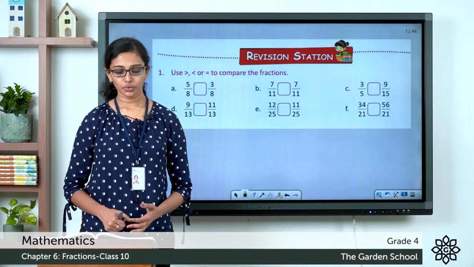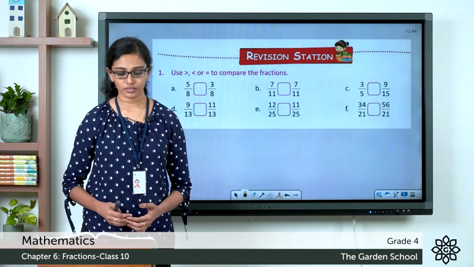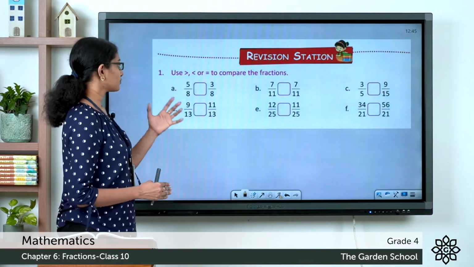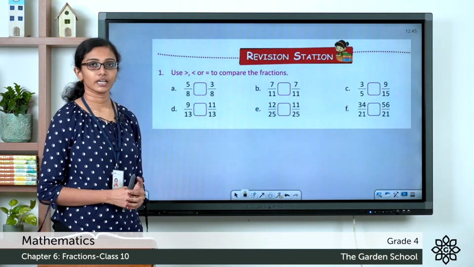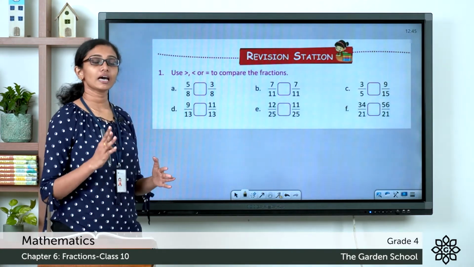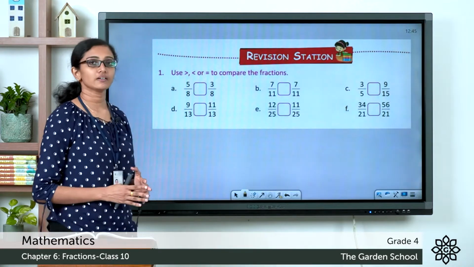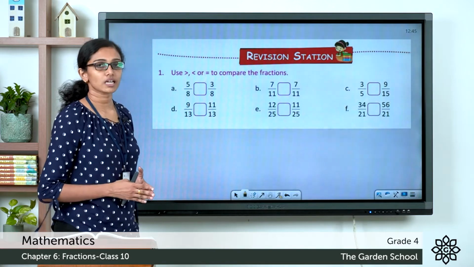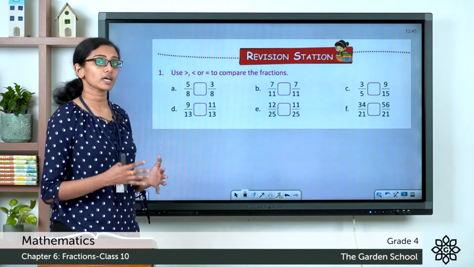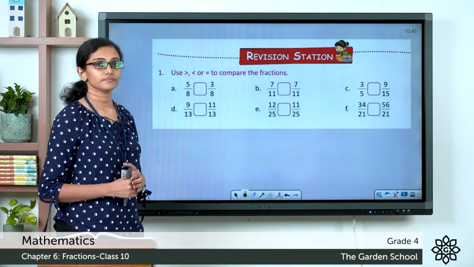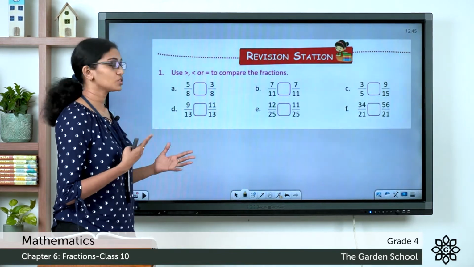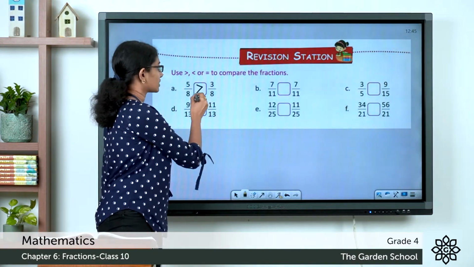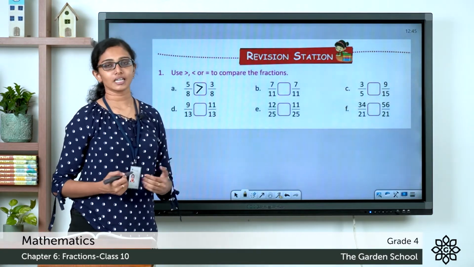Question number 1. Use greater than, less than or equal to symbols to compare the fractions. The first one, A, 5 by 8 and 3 by 8. See, the fractions given here are like fractions. Both the fractions have the same denominator. So, in that case, how do we compare? We just need to compare the numerators. Which are the numerators here? 5 and 3. So, when you compare 5 and 3, which is more? 5 is more. So, let's put the symbol greater than here. So, 5 by 8 greater than 3 by 8.